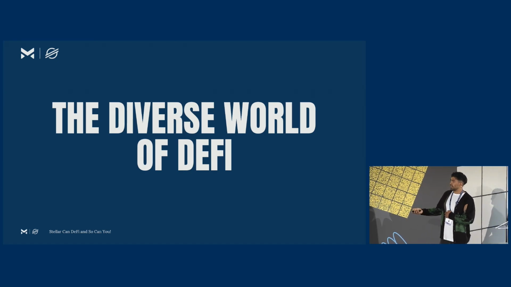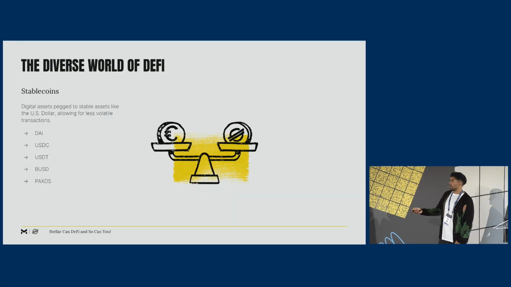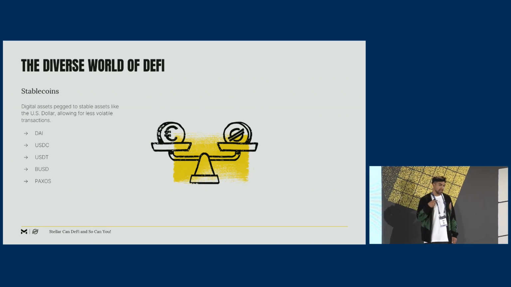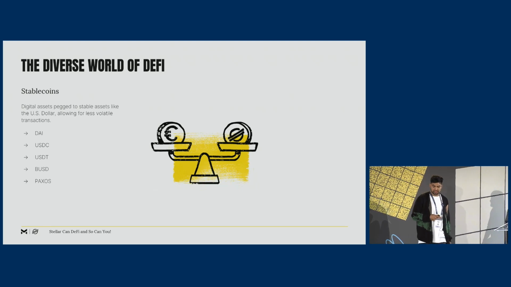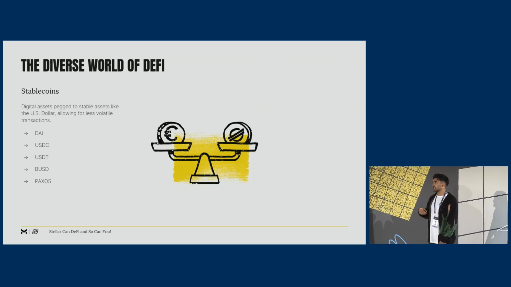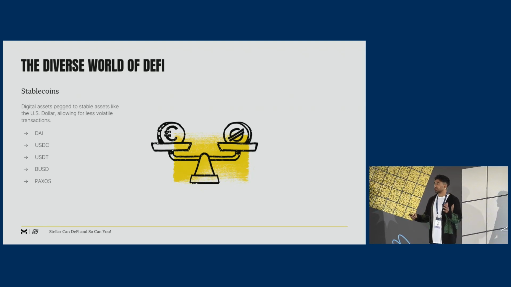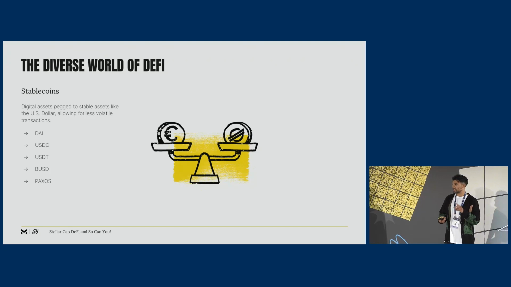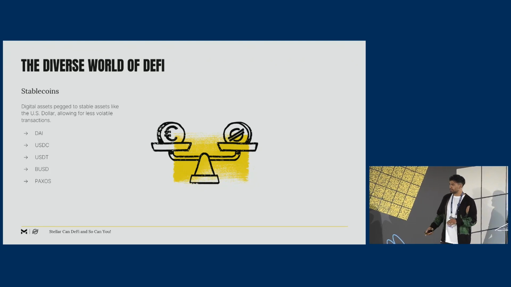So let's dive into the diverse world of DeFi. First things first, we have stable coins. These provide a low volatility asset to get involved with, and they are pegged to underlying assets like the US dollar, but it's also worth mentioning that there are other stable coins and tokenized assets pegged to underlying assets like carbon credits, gold, oil, etc.